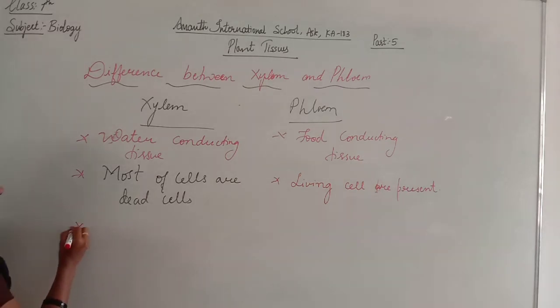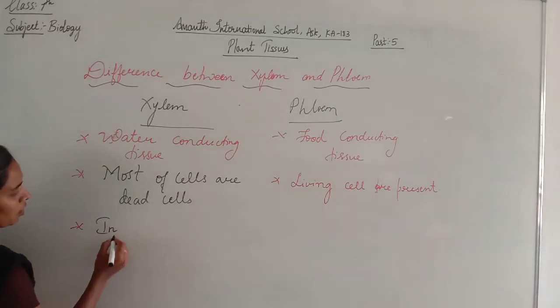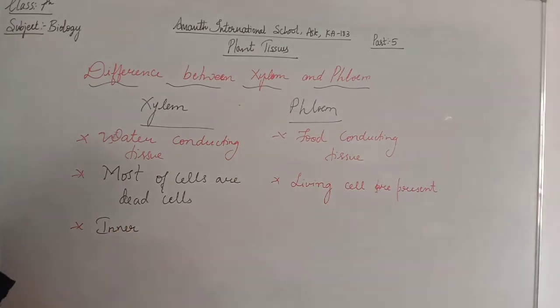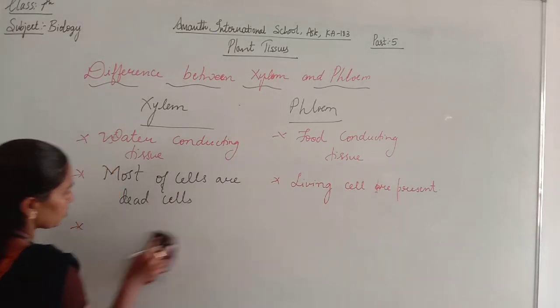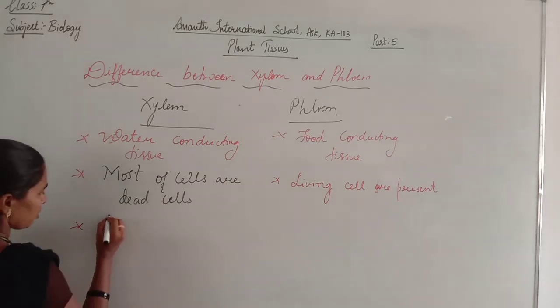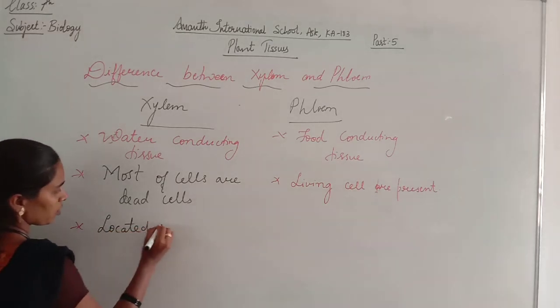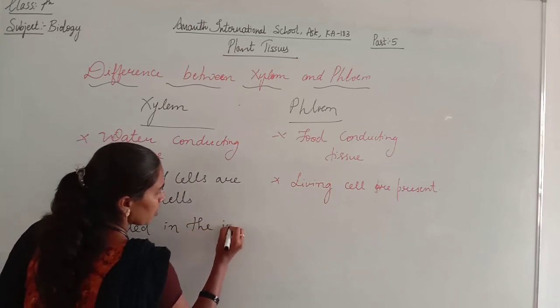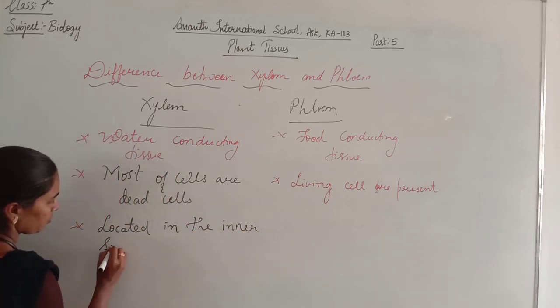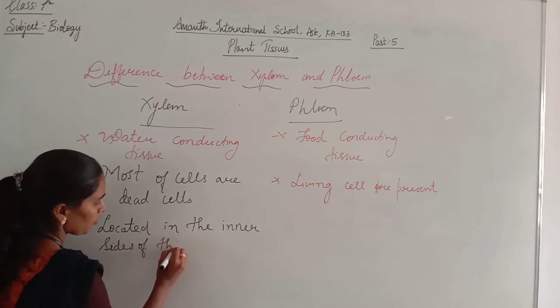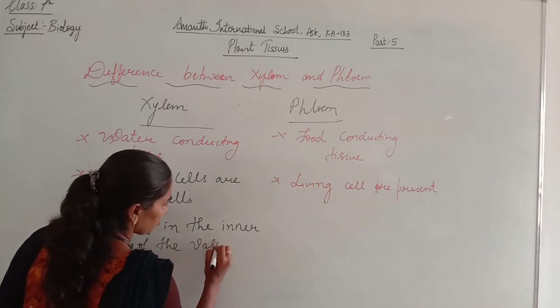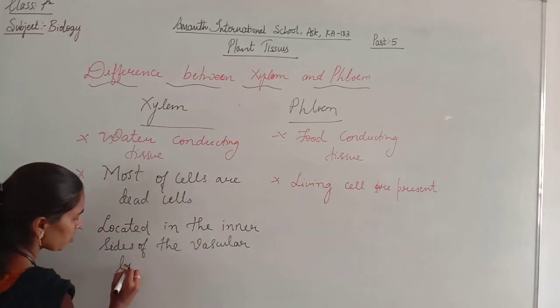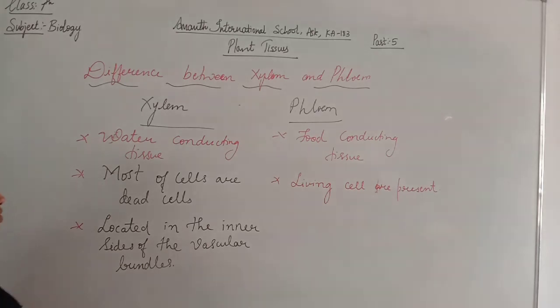Then what is the third difference here? Where are the cells present in the vascular bundles? Xylem tissues are located in the inner side of the vascular bundles. Inner sides of the vascular bundles.